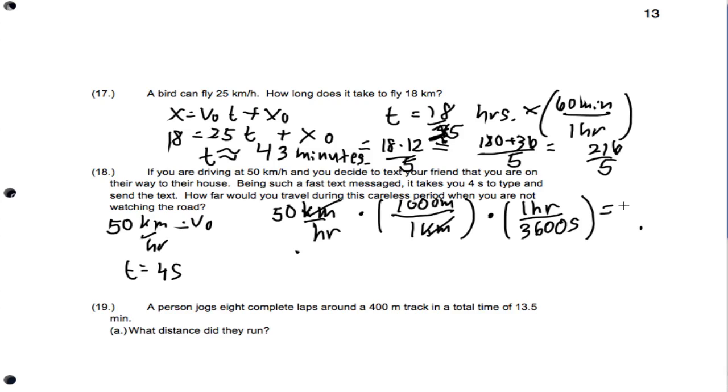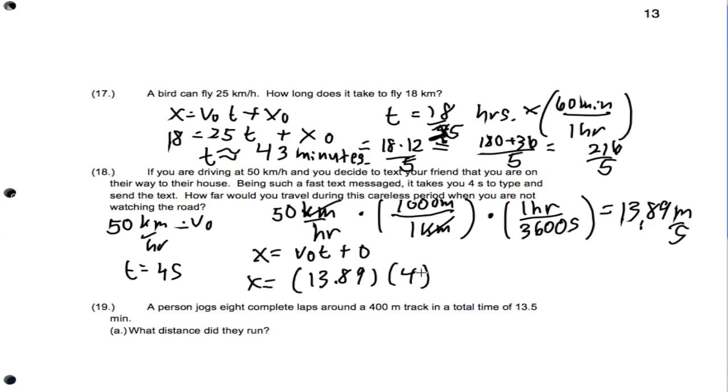And of course, when I do my conversion, I end up getting 13.89 meters per second. And now I'm going to use x equals v naught t plus x naught, which is 0. So I'm going to get x equals 13.89 times the 4 seconds that I travel. So 13.89 times 4 actually ends up giving me 55.56 meters, which I think ends up being around 200 feet that you travel. So don't drive and text. That's kind of the moral of that one.